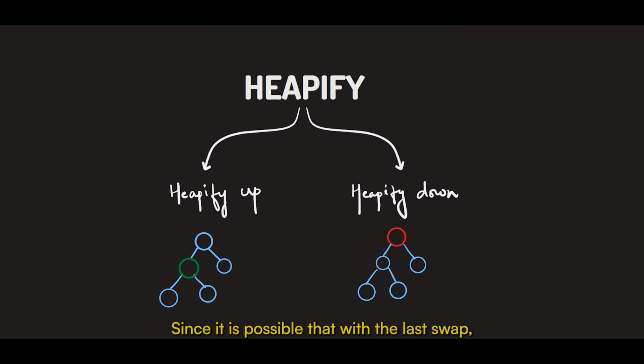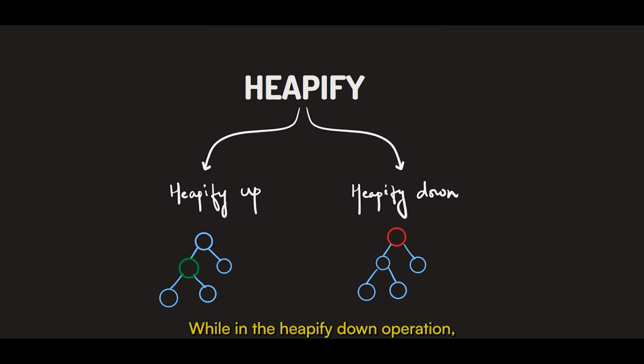Since it is possible that with the last swap, the max heap property got disrupted for the heap above the parent node. We don't have to worry about the other child of the parent because it would anyways be smaller than the parent. So by extension, it would be smaller than the operated upon node if a swap is necessary.